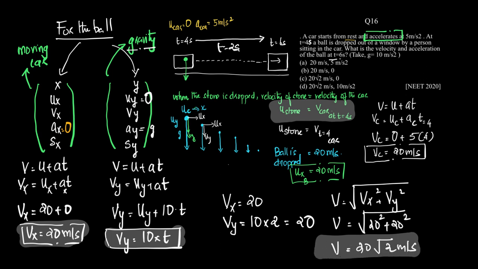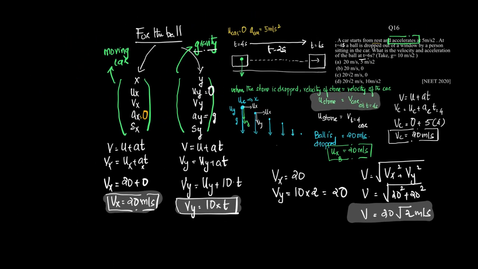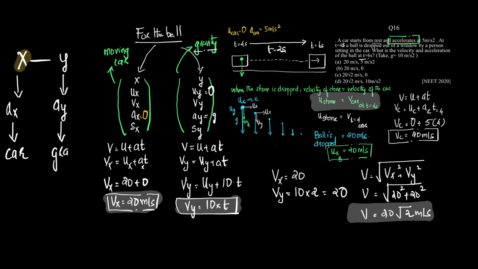Now, what happens with respect to acceleration? For the ball, acceleration also is along two components, the x component and the y component. What is the acceleration along the x component? It is ax. What is the acceleration along the y component? It is ay. What is the source of ax? It is the velocity of the car. What is the source of ay? It is the acceleration caused due to gravity.